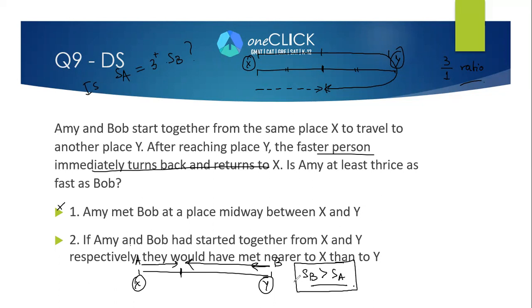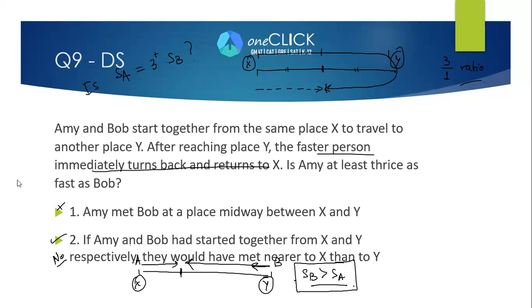Since we already know that B is faster than A, then there is no scope of A being 3 times as fast. Okay. So the answer to the question definitely becomes no. So 2 is sufficient. 1 is not.